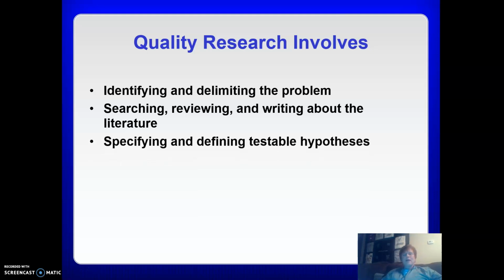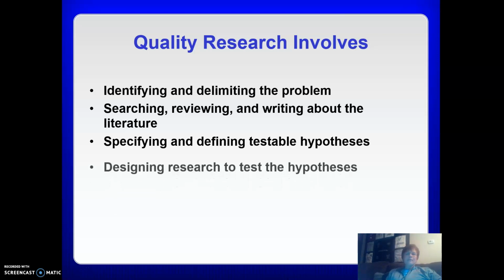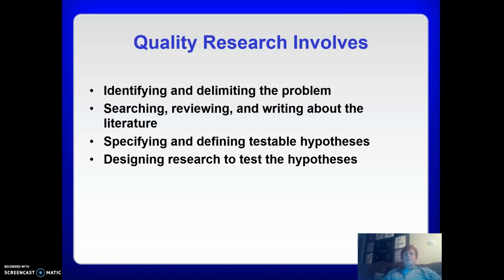After you identify the problem, and after you're able to read the research and see what has been written on this topic already, then you're going to come up with a hypothesis that you want to test and see what you come up with. So specifying and defining testable hypotheses is an important part of research. Then you want to design your research to test the hypotheses that you have established.